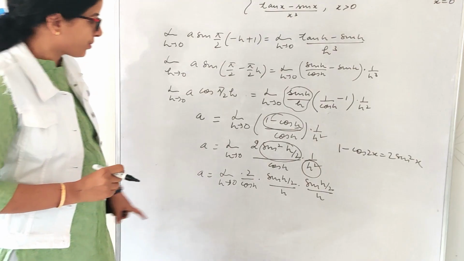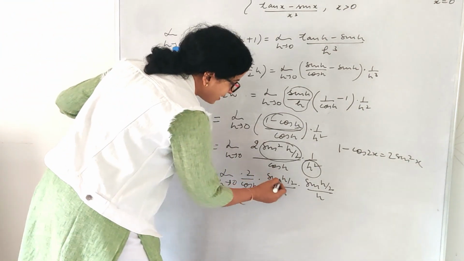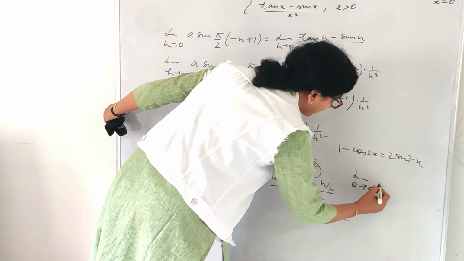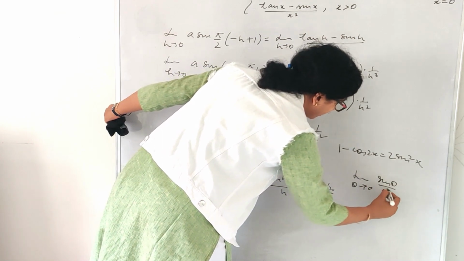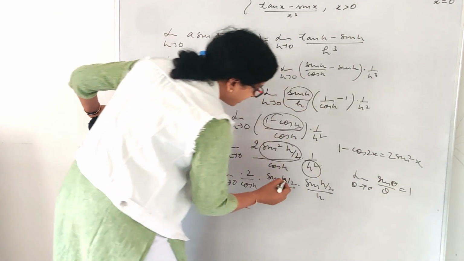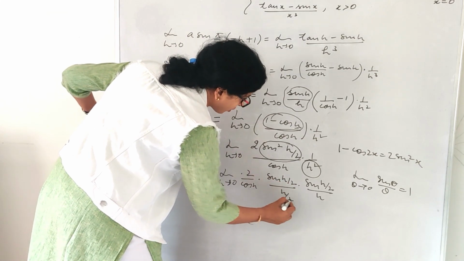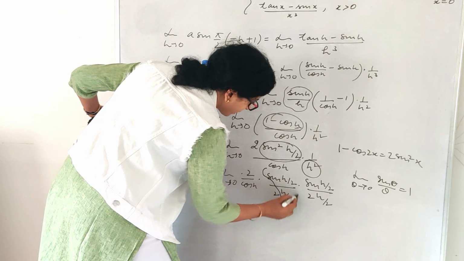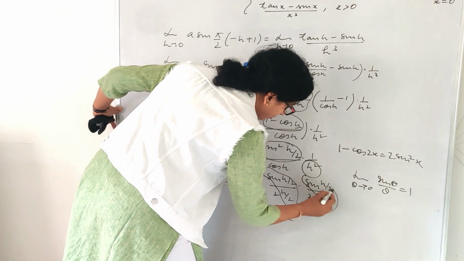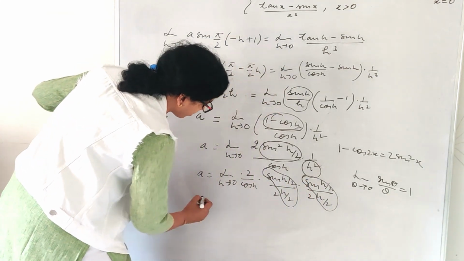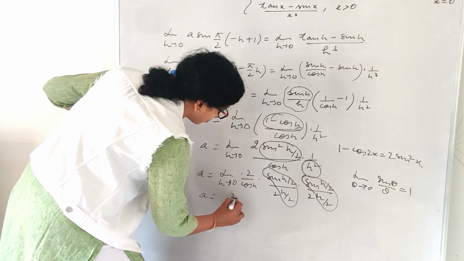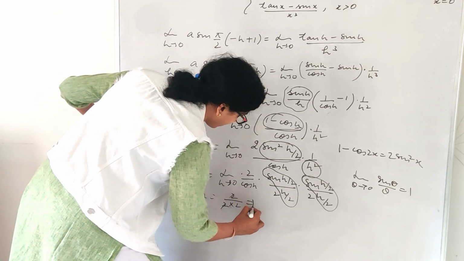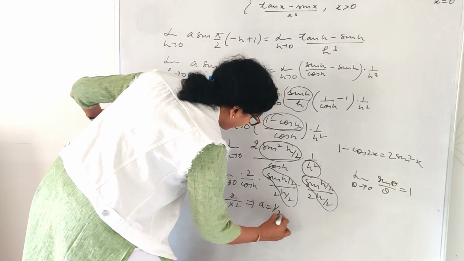Okay. So now here my angle is h by 2, and what is my standard limit? Limit theta tends to 0, sine theta by theta is 1. So it means if here is h by 2, here should also be h by 2. So multiply and divide by 2. So this becomes my standard limit. This becomes my standard limit, and cos 0 is 1. So a is equal to 2 upon 2 into 2. Cancel. So I am getting the value of a as 1 by 2.